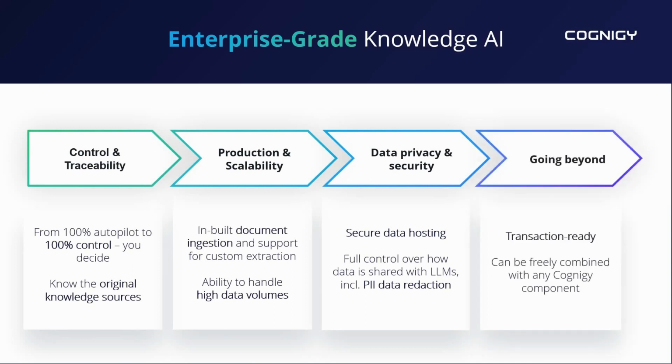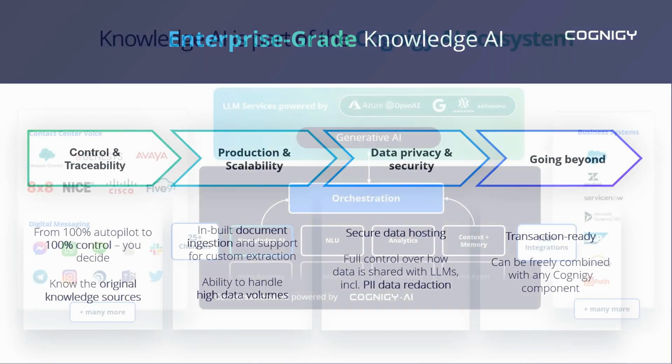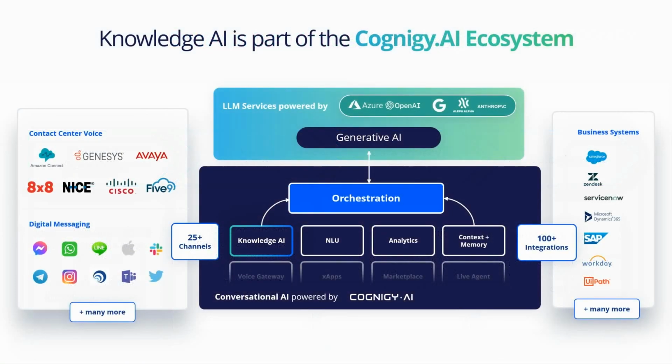But that's not all. We're also going way beyond knowledge answering, for example, by combining knowledge bots with transactional experiences. And this is really important. Knowledge AI can be used together with every other Cognigy AI component. And that means it is part of the whole enterprise conversational AI platform. You can use it on voice and text and on any digital channel. You can connect it to business systems and weave data into the answer generation. You can, of course, also use Cognigy Insights to look at analytics data or build an X app with Knowledge AI. It is not an isolated point solution, but part of the conversational digital ecosystem.